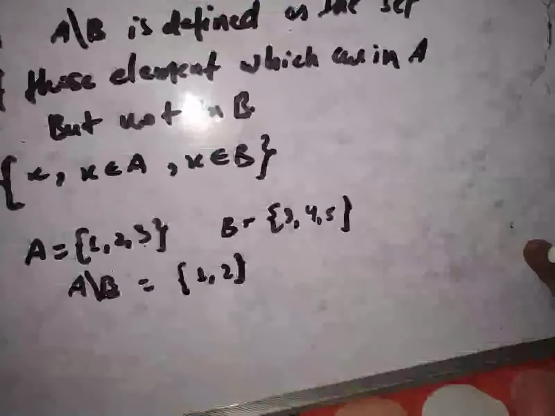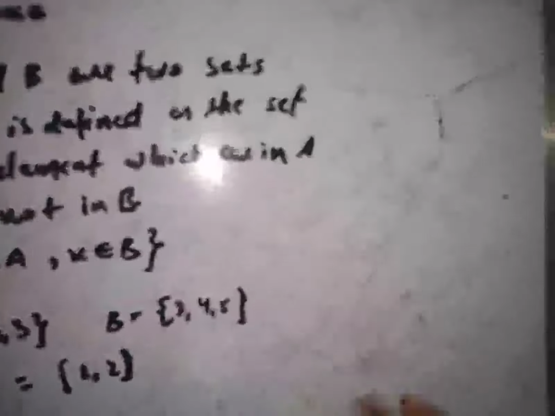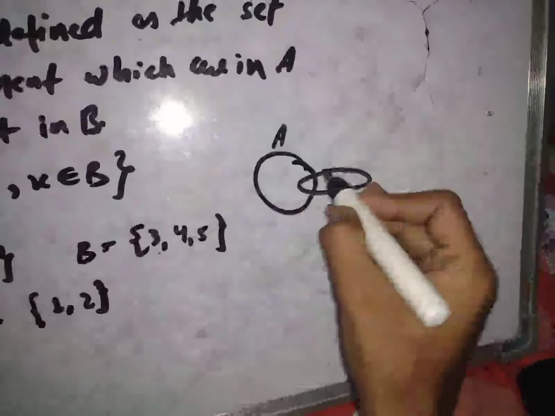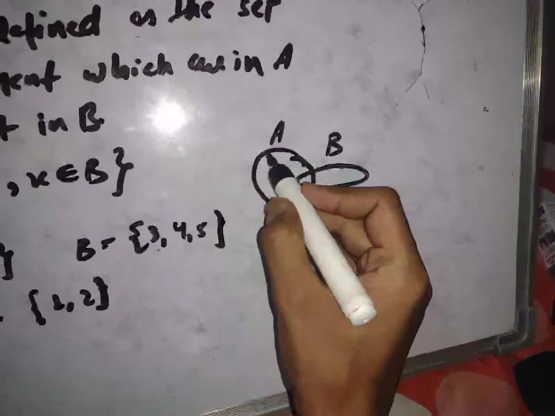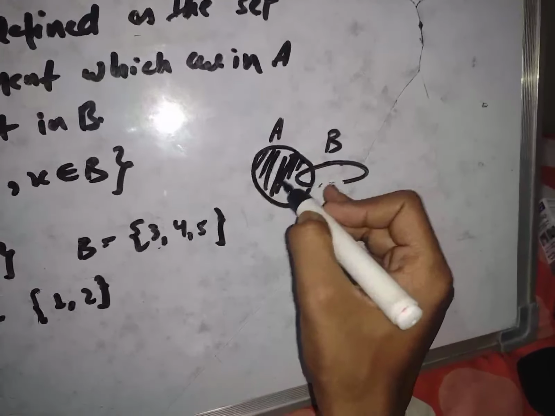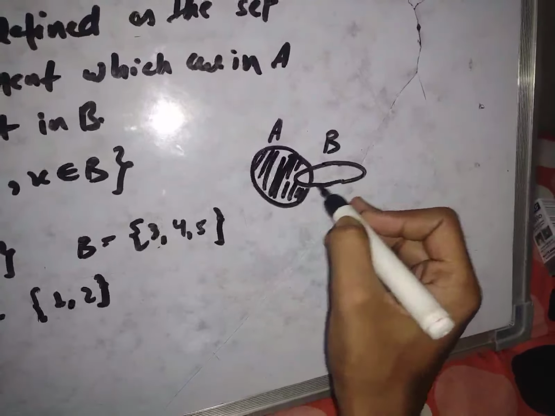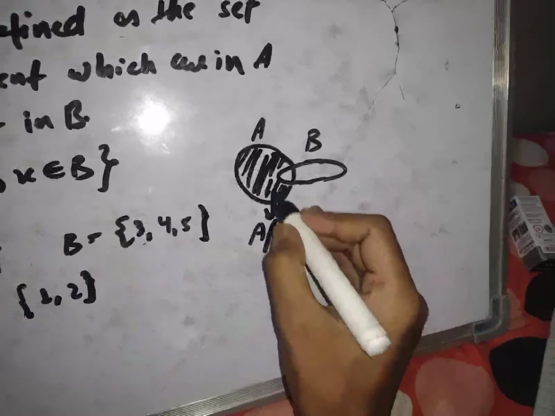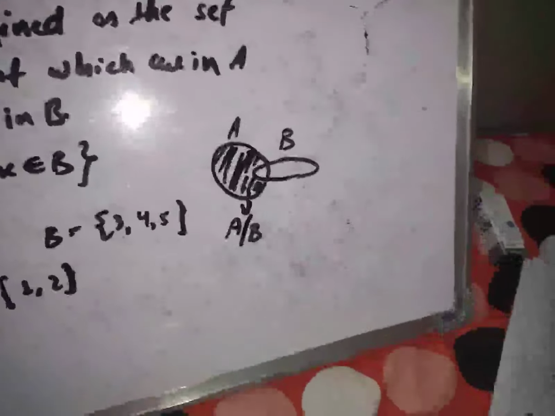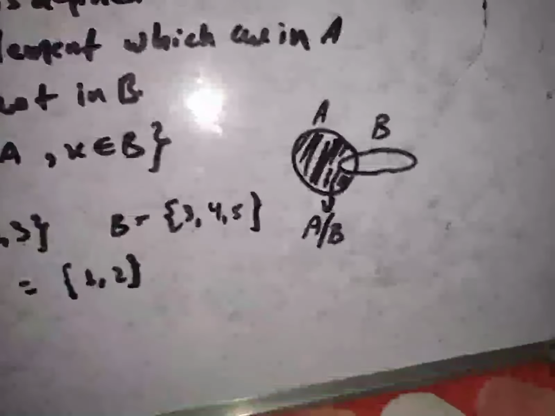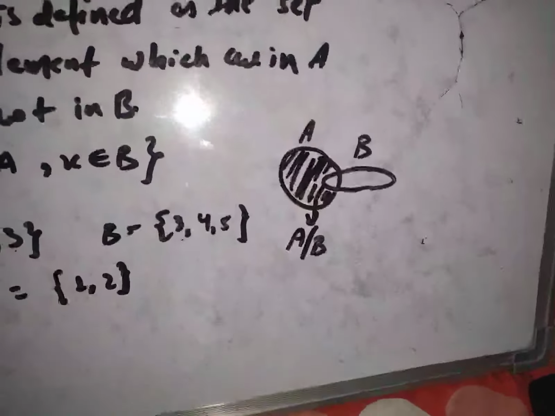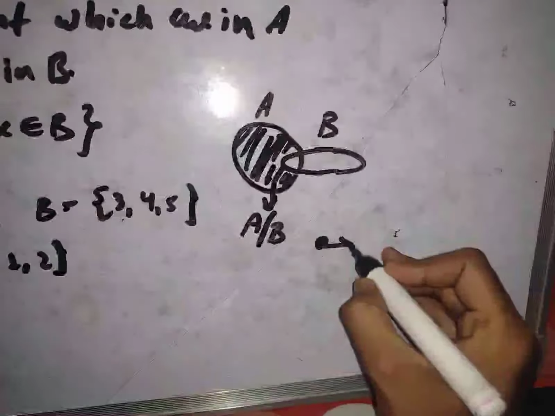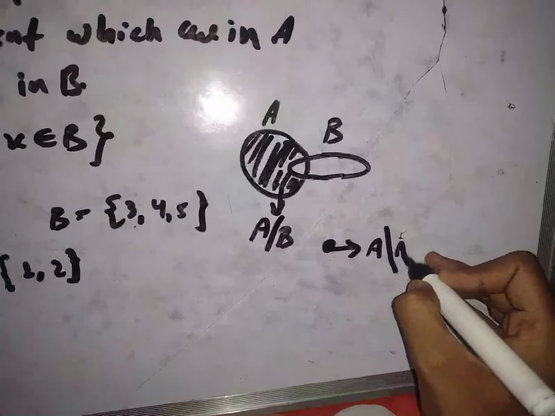Now of course it can also be represented with the help of a Venn diagram. So if this is set A and this is set B, then this part is actually the difference of A and B. Okay, so that's how we define set difference.